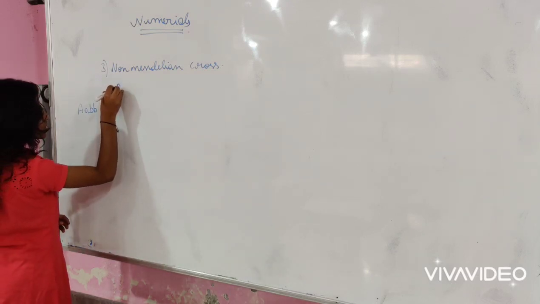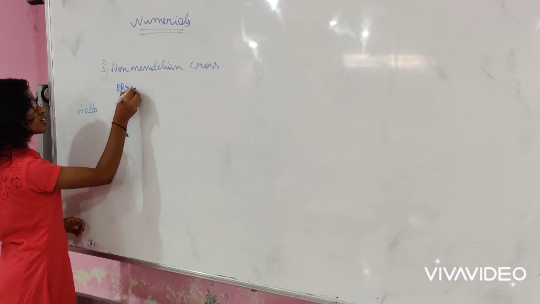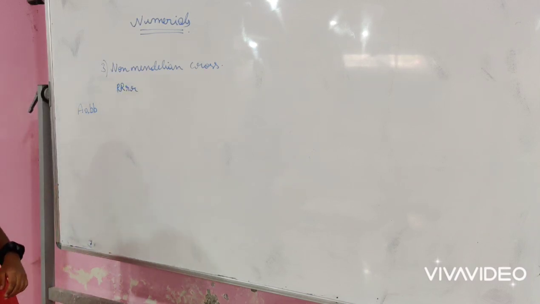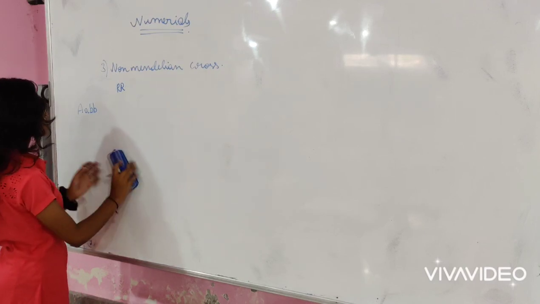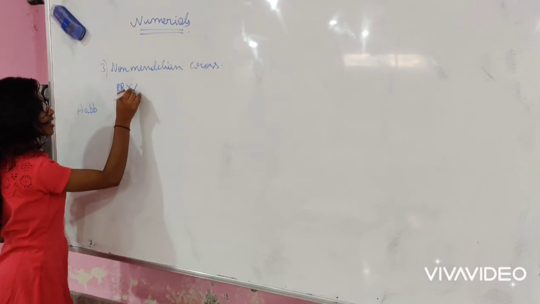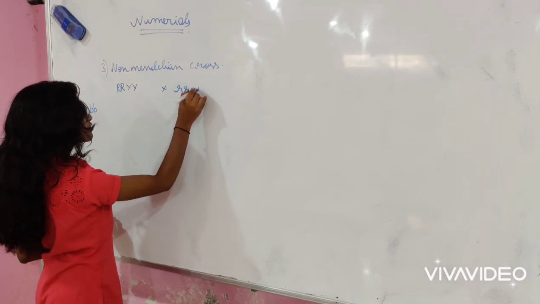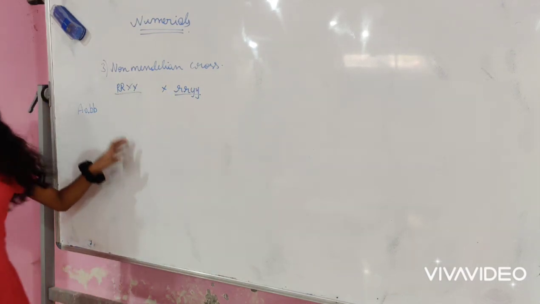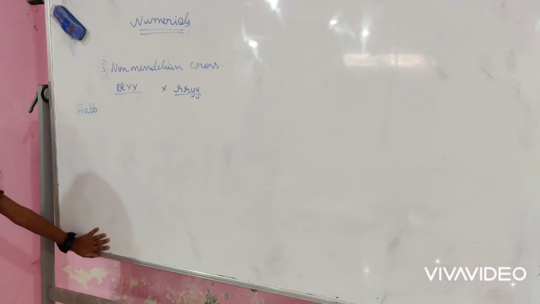See, it was R. Yeah, everything is fine, but I'm just asking you to give parents, so you're taking so long. RRYY into rryy. So he was taking one dominant and one recessive. Right?